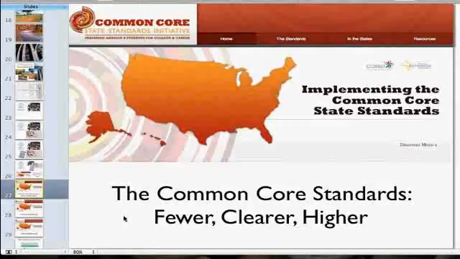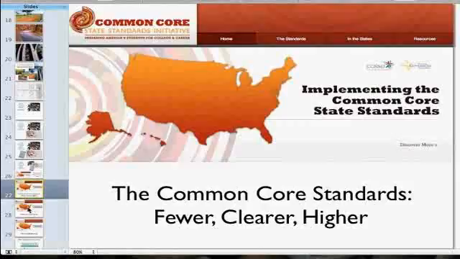So the words often used to describe them are fewer, clearer, higher, and this is due to the fact that these standards were created with the intent to provide all the students, all the children in our country with core important, internationally benchmarked standards and learning criteria that promotes college and career readiness and the 21st century skills and the kinds of things that will help our kids live on a planet they've never experienced before in the future.